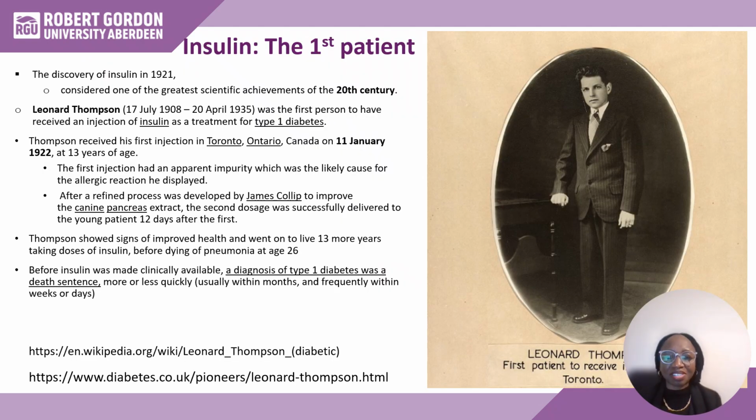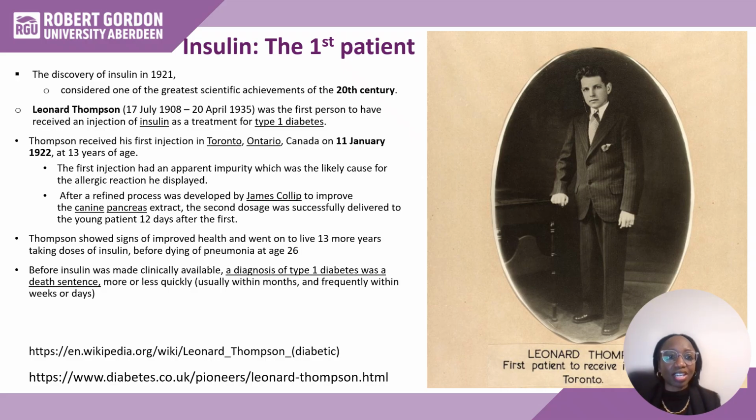So I thought I'll discuss the first person who ever received a dose of insulin. So since the discovery in 1921, again, it's one of the greatest scientific achievements of the 20th century. Leonard Thompson was the first person to have received an injection of insulin as a treatment for type 1 diabetes. So Thompson received his first injection in Toronto, Ontario, and that's in Canada. And that was on the 11th of January 1922, and he was 13 years old.